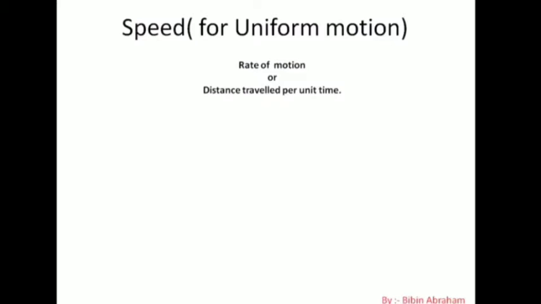Yes or no? So speed tells you how fast you are moving, the rate of motion, distance traveled per unit time. There's a very simple formula for it. Speed is simply given as how much distance you have traveled in how much time, right? And the SI unit of your speed is meter per second. Sometimes we use centimeter per second or kilometer per hour. Normally our speedometers tell us kilometer per hour, how much kilometer we can travel per hour, right? I hope this is clear.